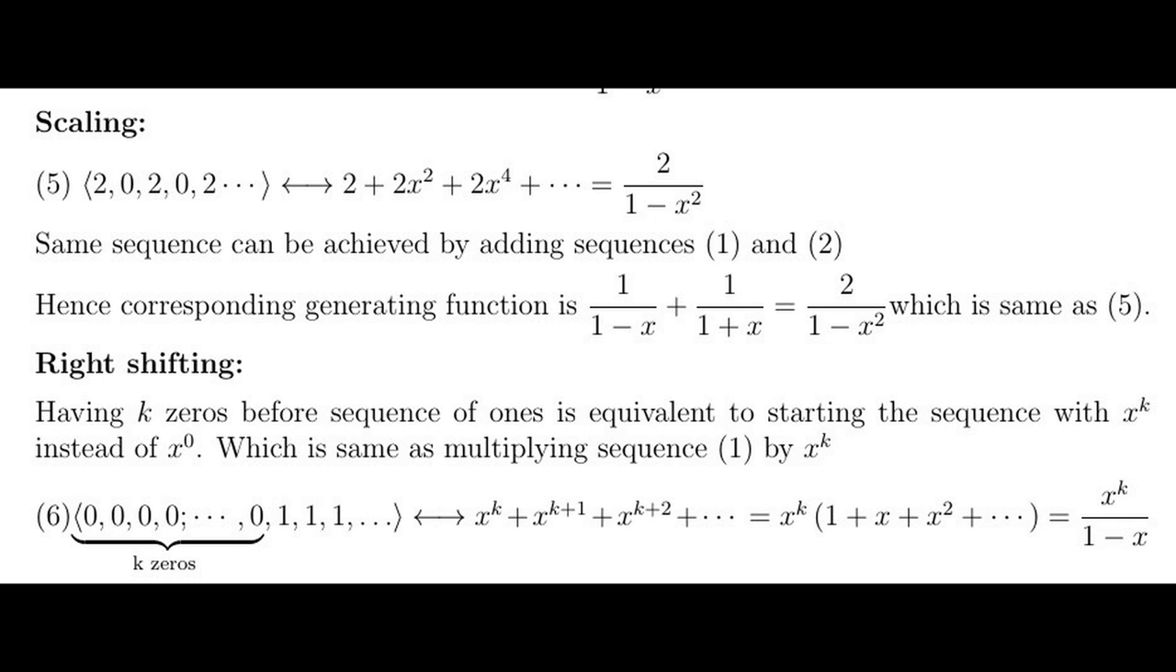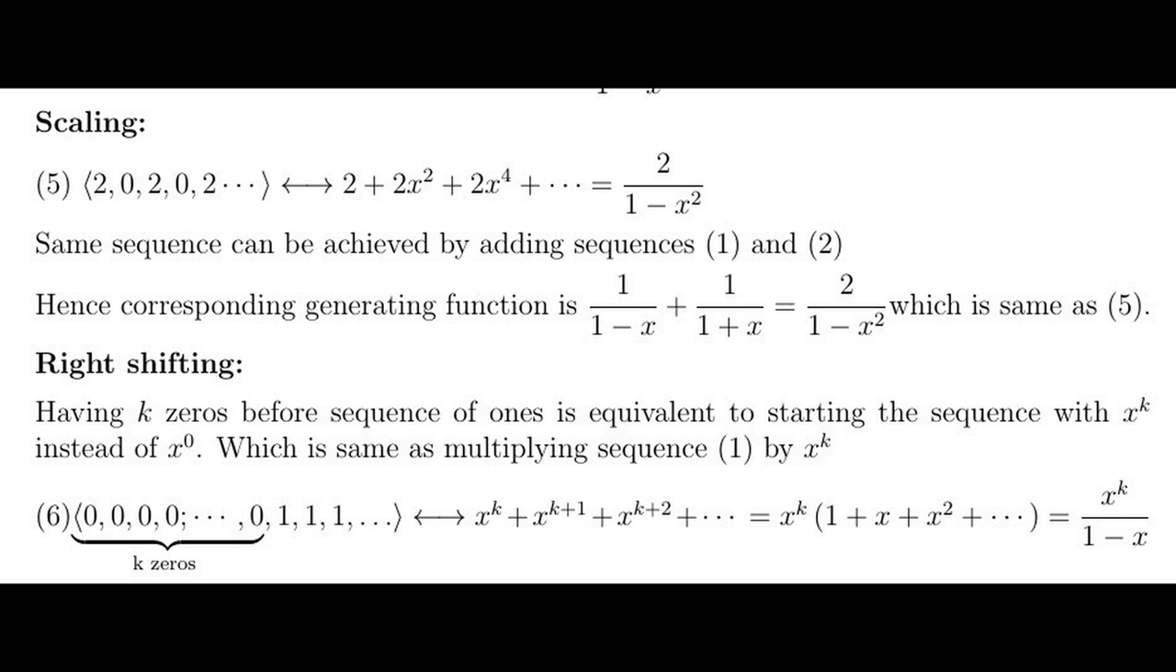few more sequences, how do we get it? Suppose we want the sequence 2, 0, 2, 0, 2, 0, dot, dot, dot. The corresponding power series will be 2 plus 2x square plus 2x fourth plus so on, which is just a multiplication of power series mentioned in power series 4 multiplied by 2. So 2 into 1 upon 1 minus x square.